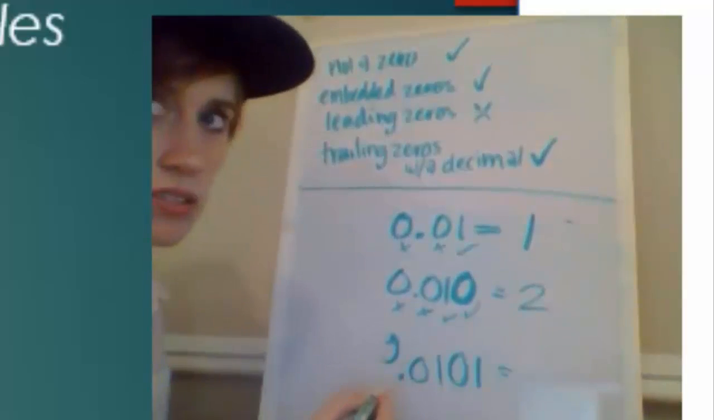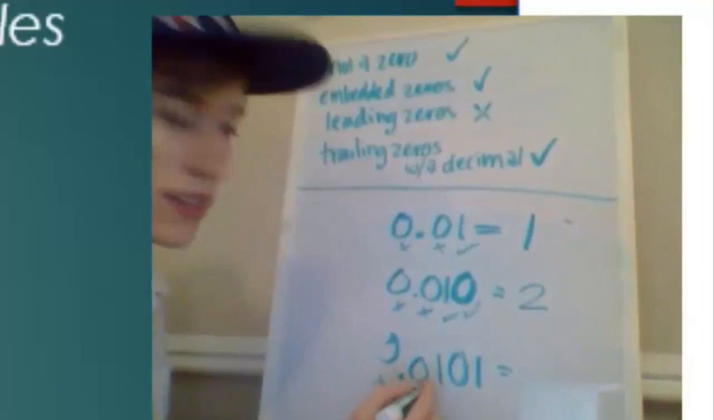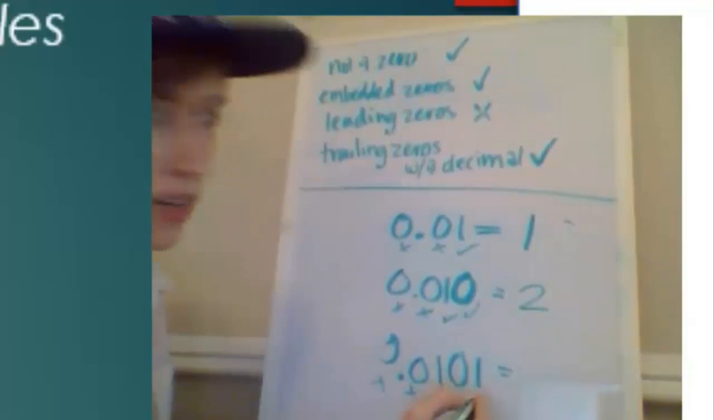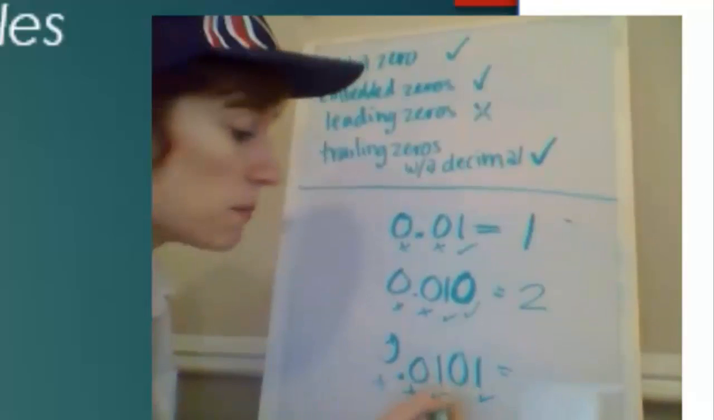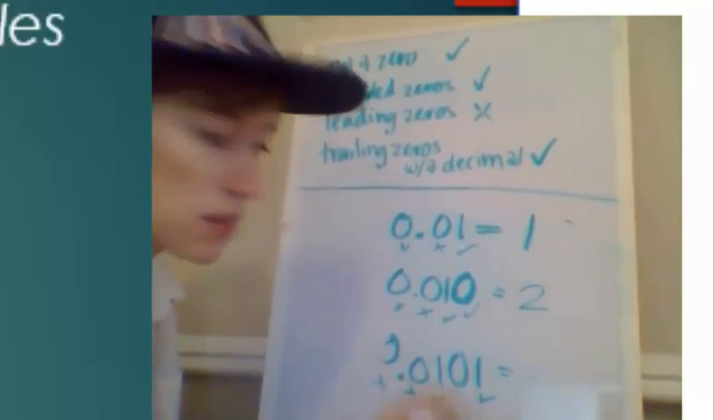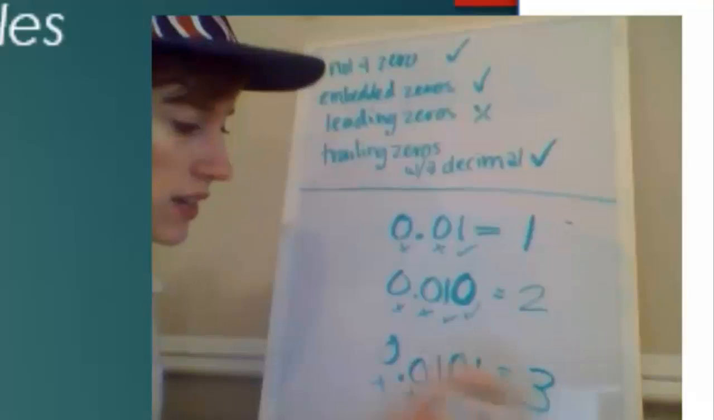What about this one? Leading zeros never count, so no and no. This is a non-zero number, so it counts. This is a non-zero number, so it counts. And this 0 is embedded. It's in the middle, which means we actually measured it. So it also counts. So I have 3 sig figs in this number.